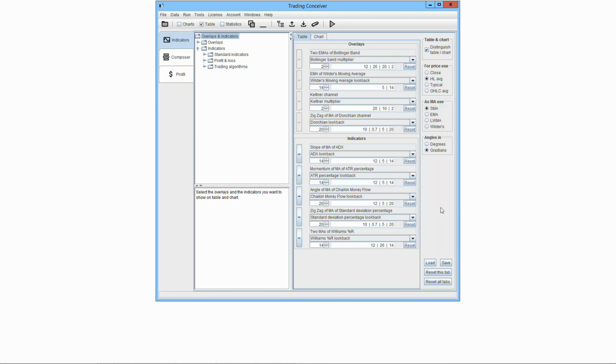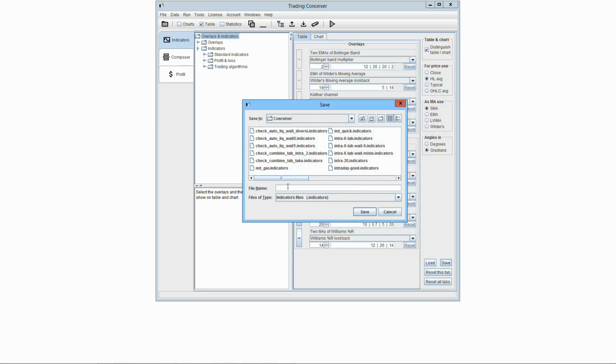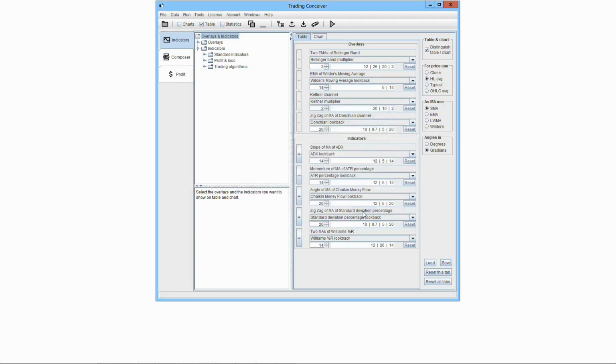You can save the configuration of the whole indicator panel by pressing the Save button. In the pop-up window, choose an appropriate directory and file name. The file extension is the part of the name of the file coming after the last dot. Only files with such an extension are shown. To see all the files, regardless of the extension, in the pop-up window select Files of type All Files. To confirm saving, press the Save button in the pop-up window.